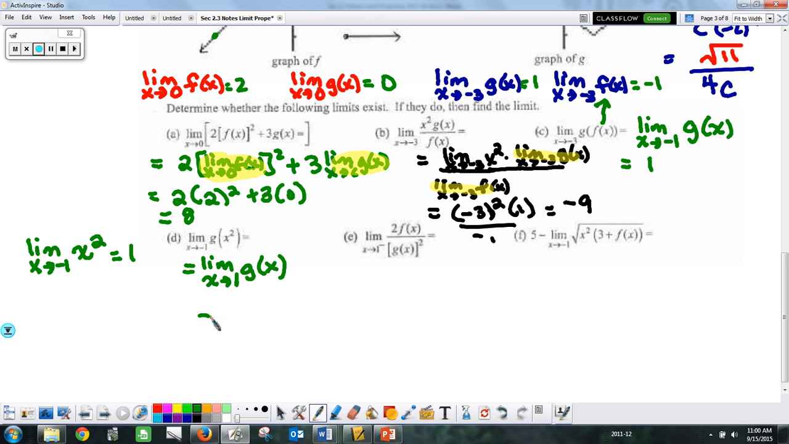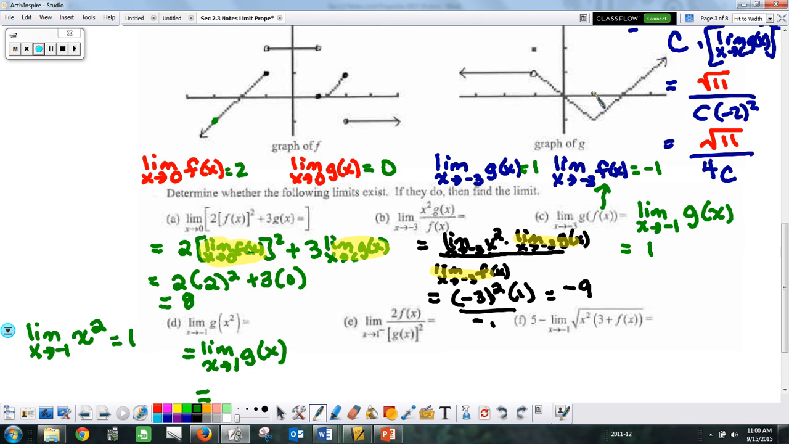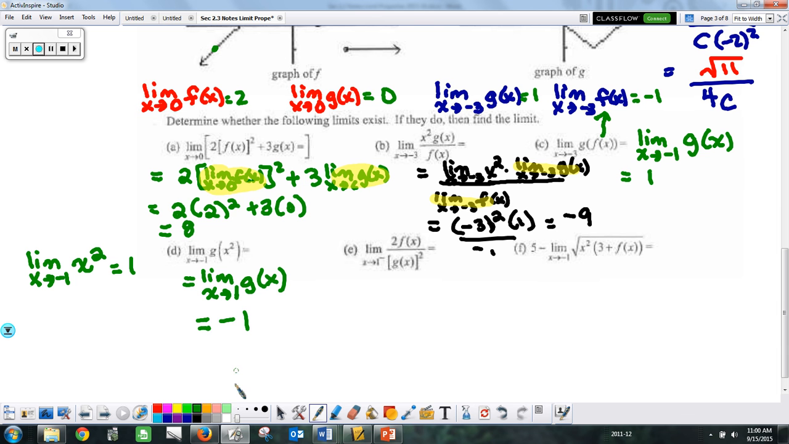So now I'm going to look at my graph and look as x approaches 1 on g of x. Both the limit and the function value are the same, and it's negative 1. So our answer here would be negative 1. Figure out where the inside goes, make that the new limit, figure out where the outside goes. That's your two-step process. Okay.